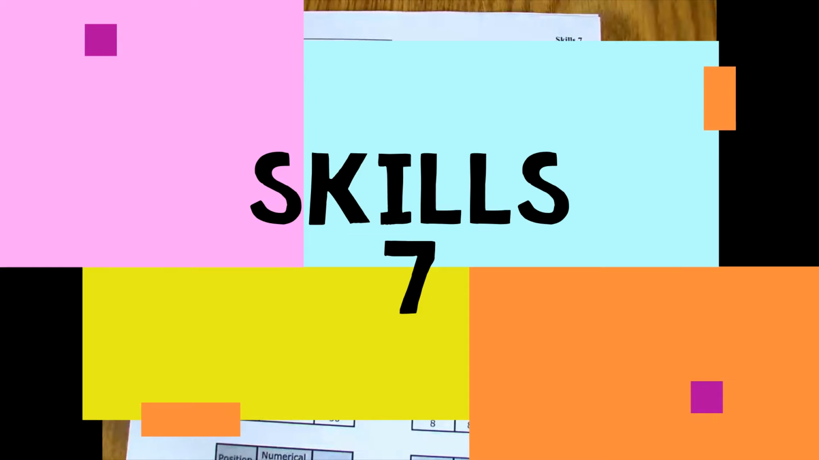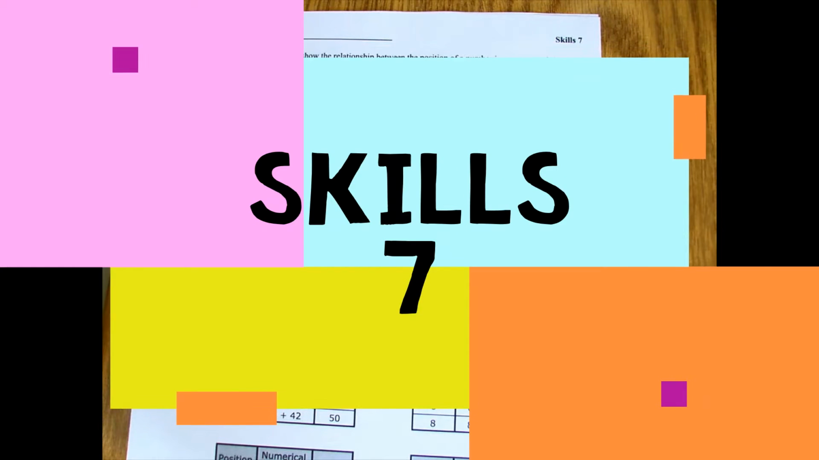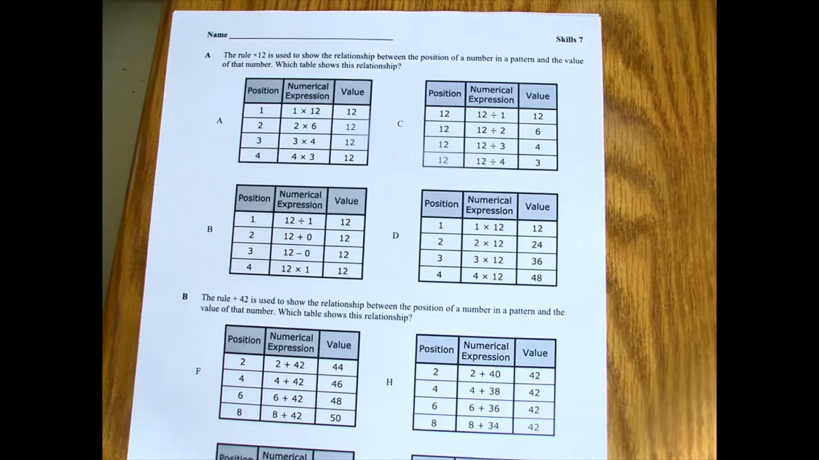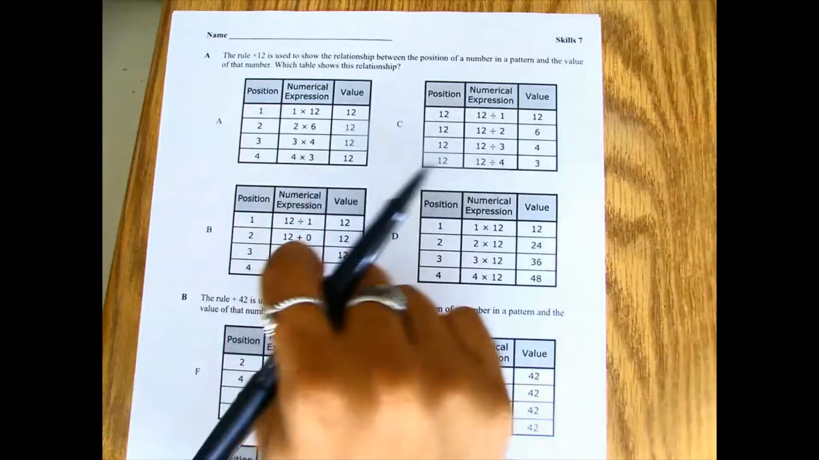I'm now looking at Skills 7. It says the rule times 12 is used to show the relationship between the position of a number in the pattern and the value of that number. Which table shows the relationship? So we're looking at A, B, C, D.